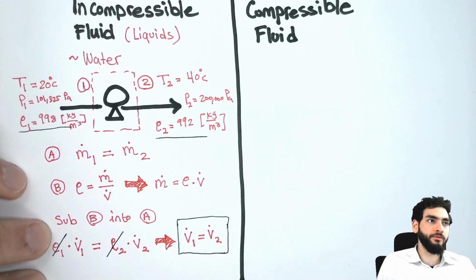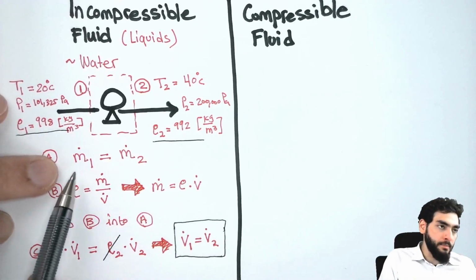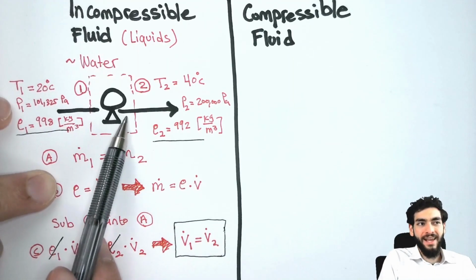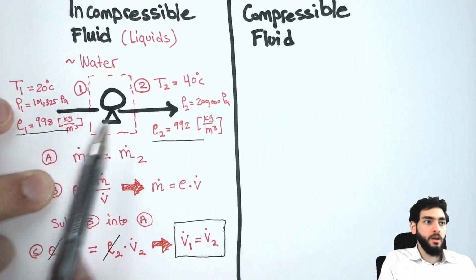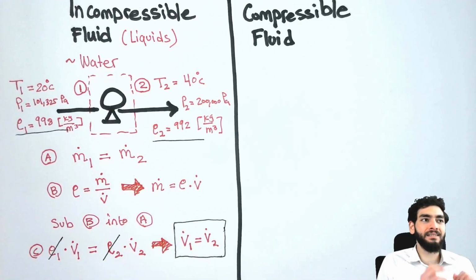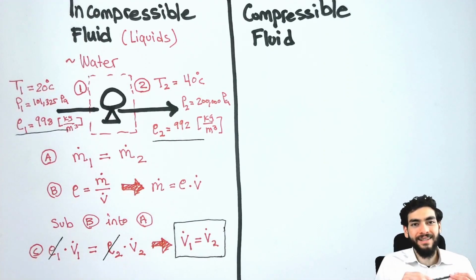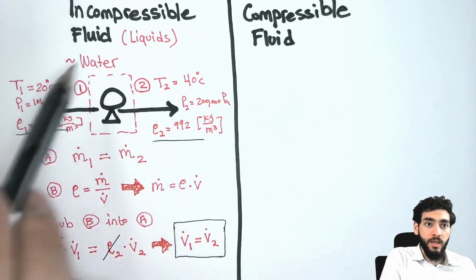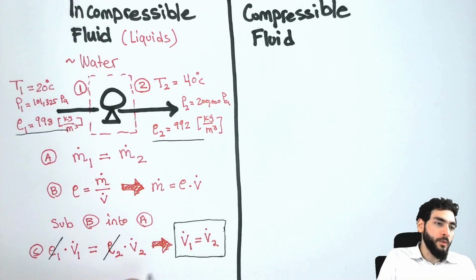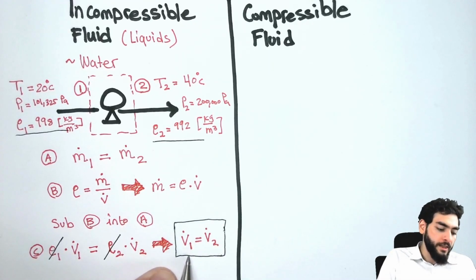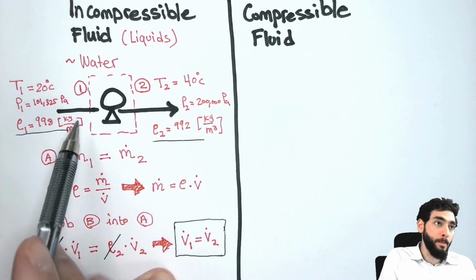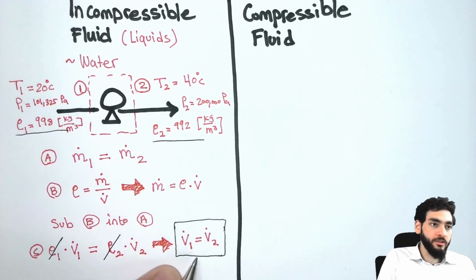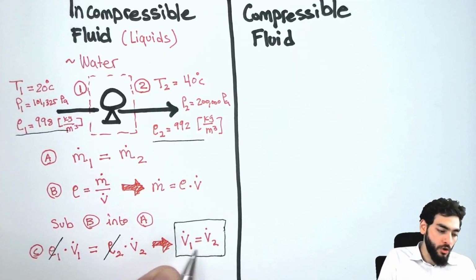So for incompressible fluids, not only is the mass flow rate entering the pump the same as the mass flow rate which exits the pump, and this is obvious, but also because the densities are the same and they're not very sensitive to the temperature and the pressure, at least for the operating range that we are identifying, we also reach the conclusion that the volumetric flow rate entering the pump is equal to the volumetric flow rate exiting the pump. And so we could also use this to our advantage, knowing this.